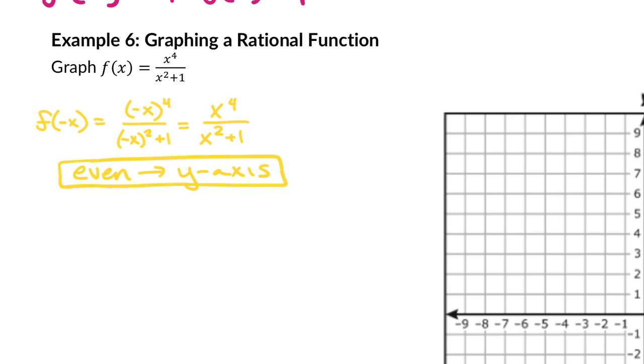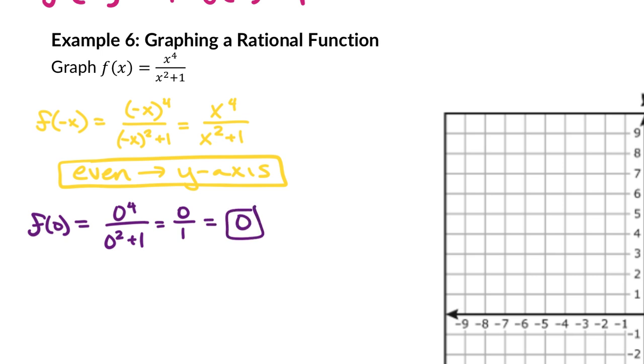Okay, step 2 is to do what? By doing what? Fabulous. We're going to plug in 0. This is 0 to the 4th power over 0 squared plus 1, which is 0 over 1, which is 0. Okay, great. What's the next step? X-intercept. Now remember, x-intercepts are setting the numerator equal to 0. Don't work too hard on this step for this problem. If you do x to the 4th power equals 0, what is x? 0. The 4th root of 0 is still 0. So we have 0 as my x-intercept.